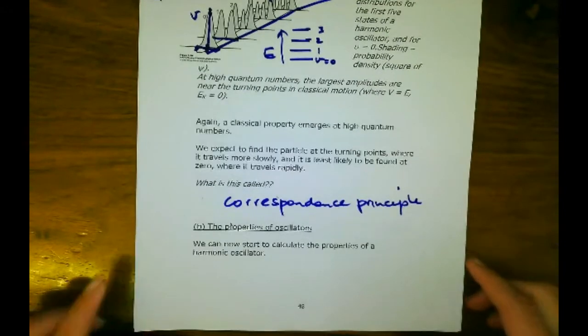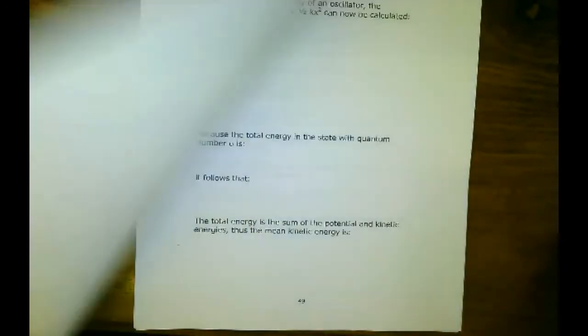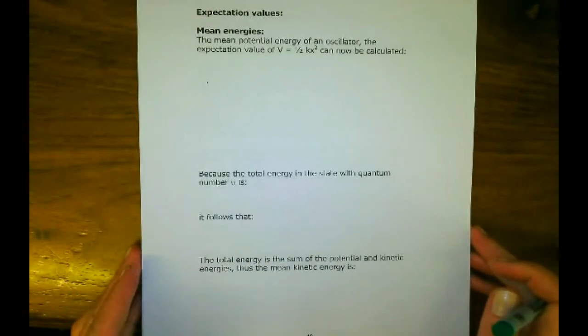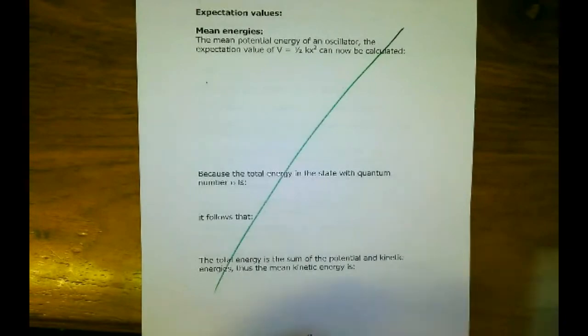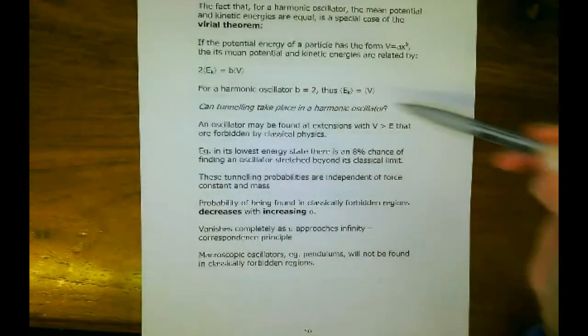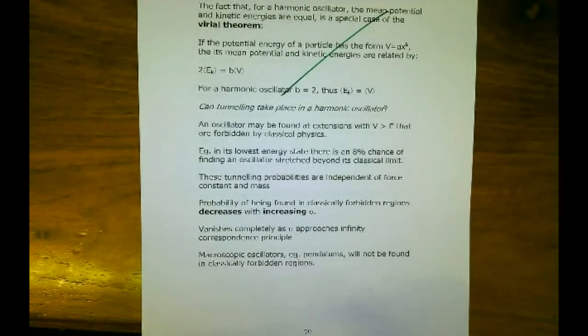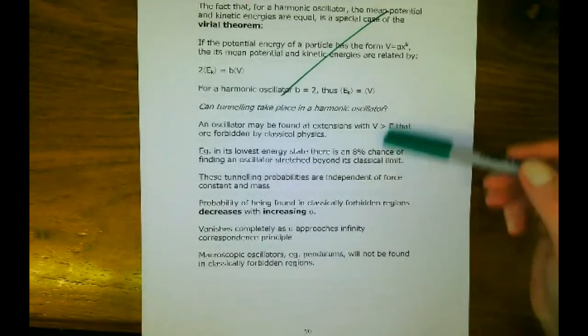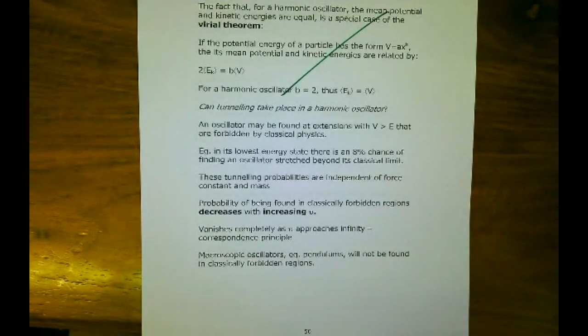The next section focuses on the properties of harmonic oscillators, and you can leave this section on expectation values and mean energies. We're not going to go through that. And then lastly, there's a section focusing on tunneling, asking the question, can tunneling take place in a harmonic oscillator? And the answer is yes, although the probability of it happening is much lower than in the case of the particle in a box system. So you can just read through this section. And that basically finishes the discussion of the quantum mechanical description of the harmonic oscillator system.